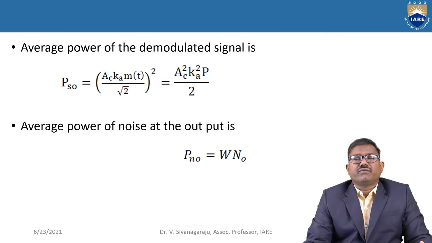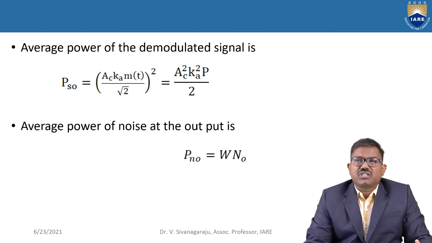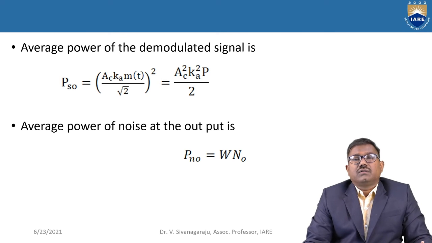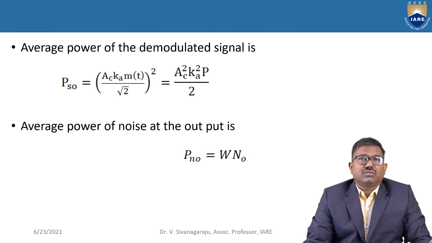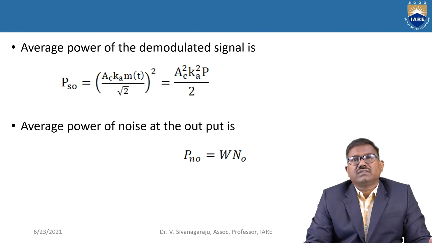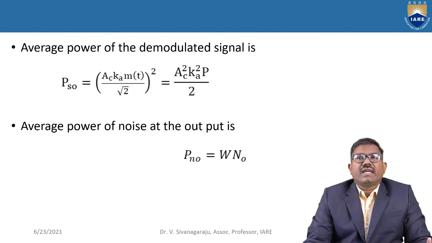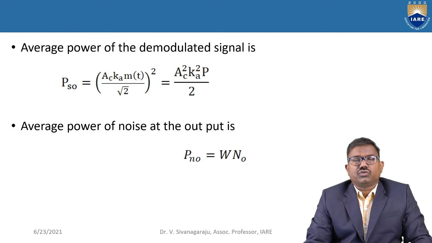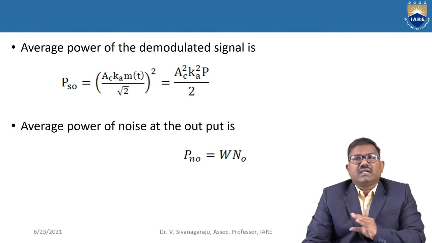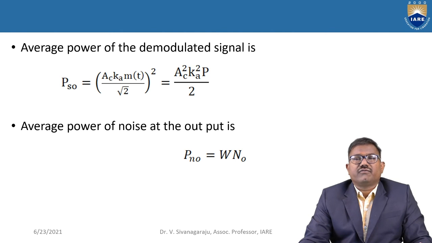Why? Because we are going to find the figure of merit of this AM system. So FOM, figure of merit, which is equal to SNR output by SNR channel, we are going to calculate these terms. So that's why we take the average power of this demodulated signal and the average power of this noise at the output. So we take the relation between output and the channel SNR. So we get the figure of merit.